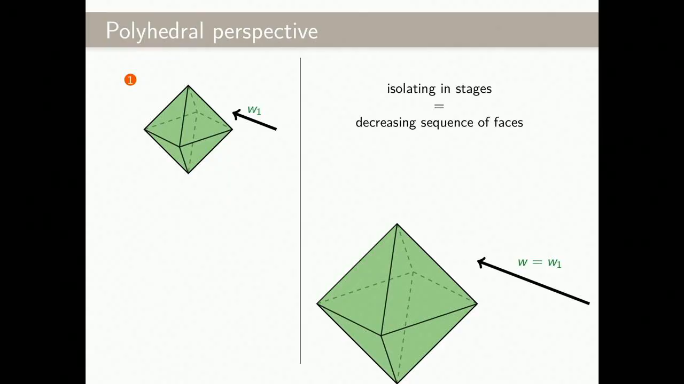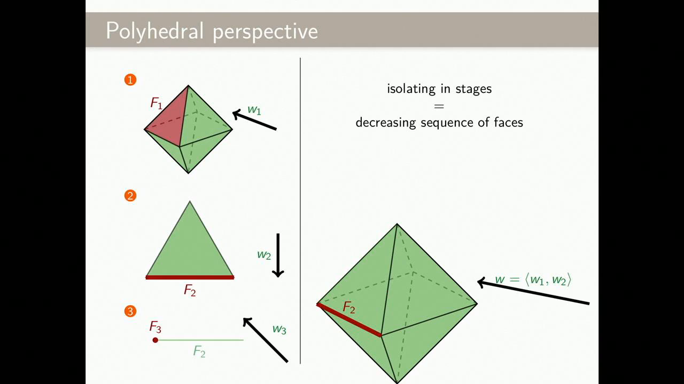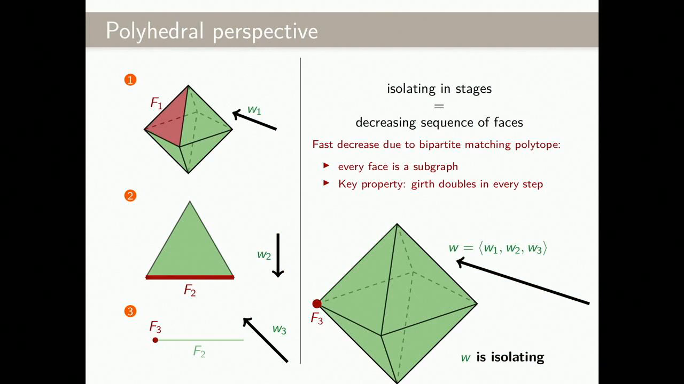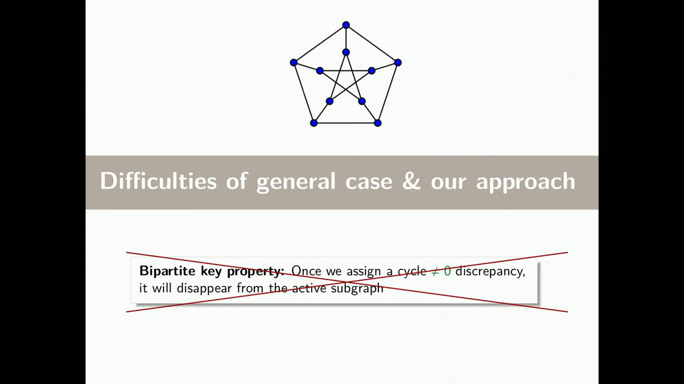So from a preliminary perspective, what did we do? We select first a weight function, we minimize, we end up at a face F1. We stick to that face, we select W2. We stick to that face, W3. We stick to that face, and at the end of the day, we end up at an extreme point. You would expect the dimension of your face to go down every time, but here we are seeing very rapid progress. We are only selecting log n weight functions. This worked because every face is a subgraph, and we had this great progress measure that girth doubled in each round. So what are the difficulties in the general case?